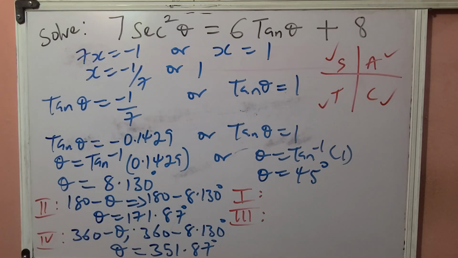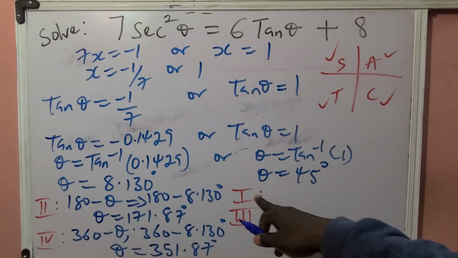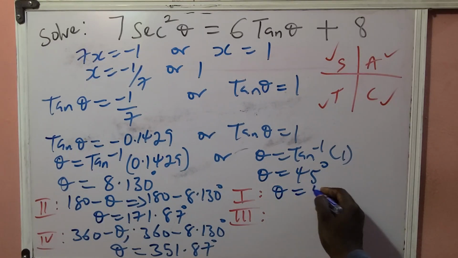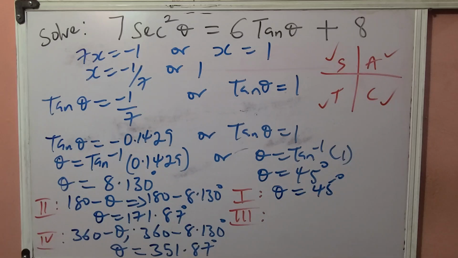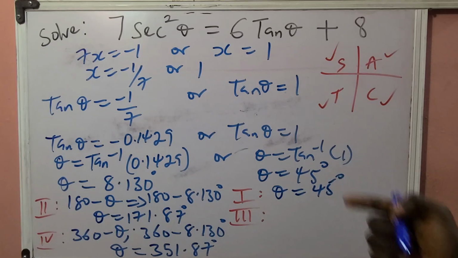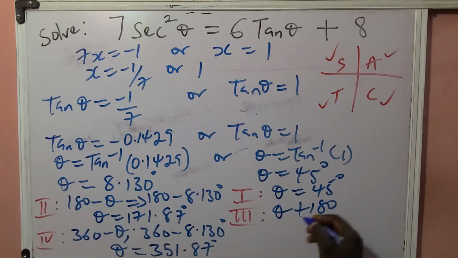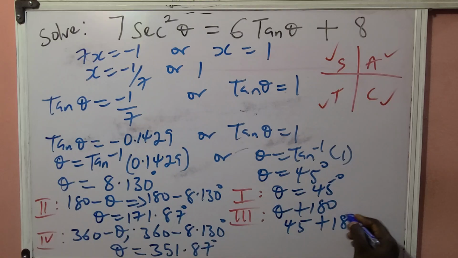For this other side now, our theta is 45. And since we have quadrant 1 featured, my theta here also will be 45 degrees. Whenever we have quadrant 1, all we do is replicate whatever we have gotten here. For quadrant 3, our rule is theta plus 180. And since our theta was 45, we have 45 plus 180, which gives me the value of 225. So this is our value for theta based on this particular question.